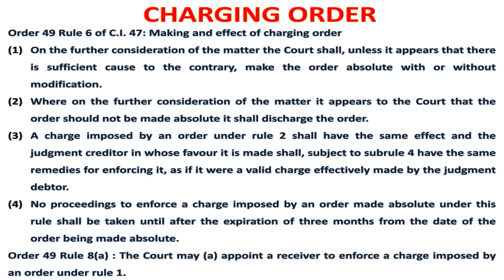So what in essence is being said is that under Order 49 Rule 6 of the CI 47, Sub-Rule 3 says that a charge imposed by an order under Rule 2 shall have the same effect, and the judgment creditor in whose favor it is made shall, subject to Sub-Rule 4, have the same remedies for enforcing it as if it were a valid charge effectively made by the judgment debtor. It means that once the court orders the charge to be made absolute, the judgment creditor can enforce it as if it was a valid charge that had been created already by the judgment debtor. So the same way that any charge can be executed, the same way that we can execute it, so that we can help the judgment creditor get his money back.